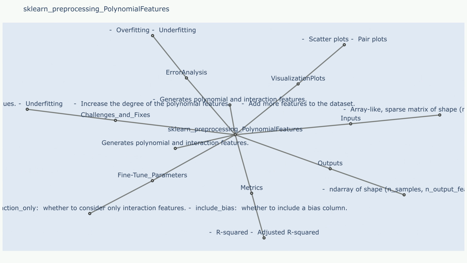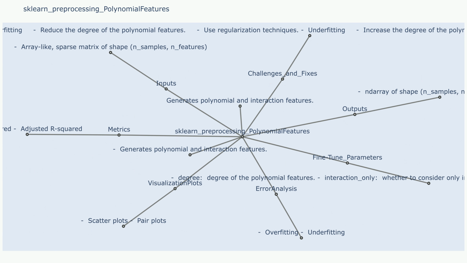Fine-tune parameters. Degree. This parameter controls the complexity of the polynomial features. Higher degrees can lead to more complex models but might overfit the data. Start with low degrees (2 or 3) and gradually increase if necessary.